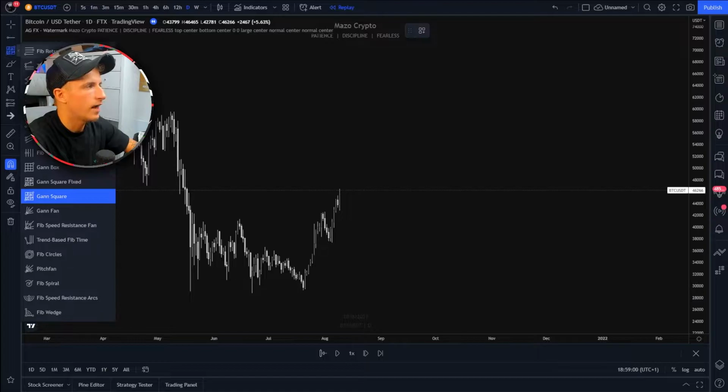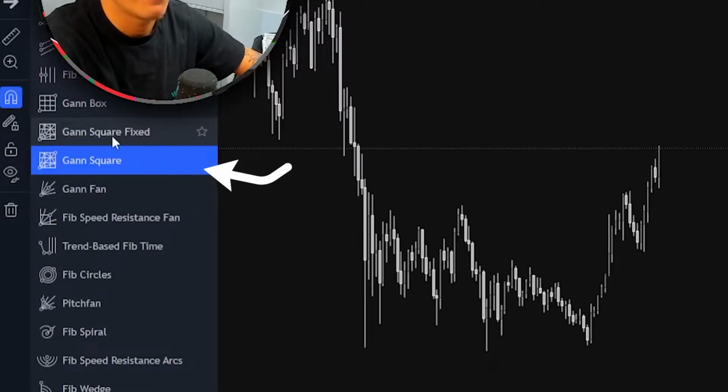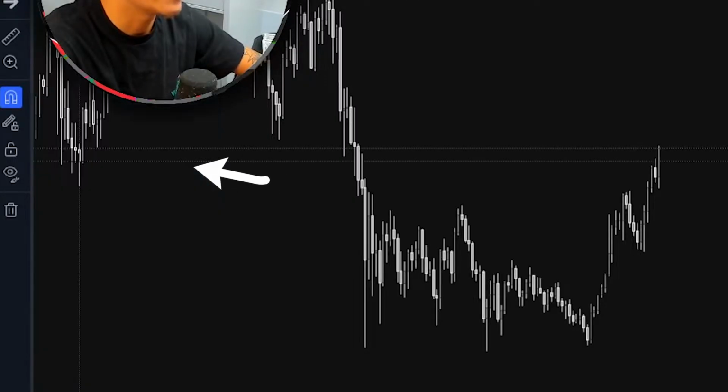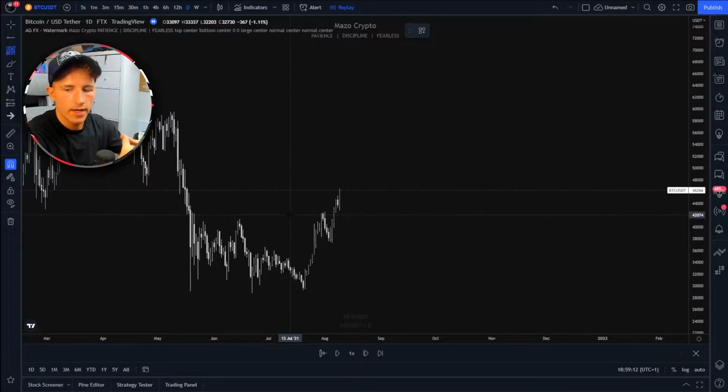Now first of all, you're gonna have fib retracement selected. You guys wanna scroll down to where it says Gann Square and double check that it's not Gann Square fixed. Make sure it's this one right here and select that tool. Now next, the way that you guys need to use this tool is by doing this.